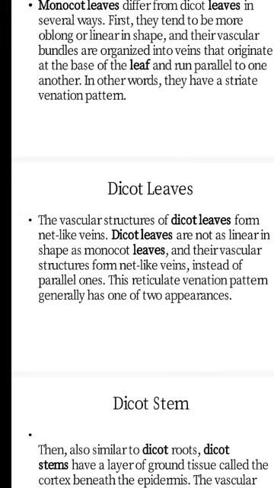First of all, we will talk about monocot leaves. The monocot leaves differ from dicot leaves in several ways. First, they tend to be more long and linear in shape, and their vascular bundles are organized into veins that originate at the base of a leaf and run parallel to one another. In other words, they have a striate venation pattern.